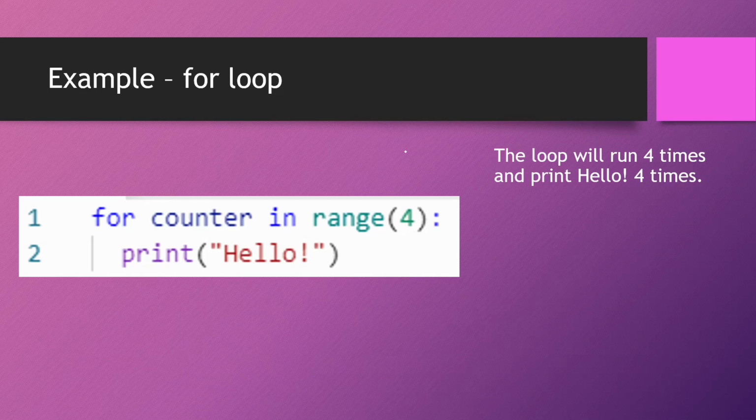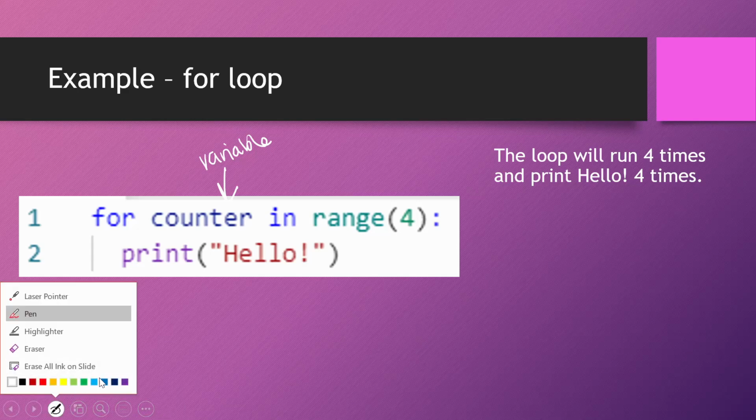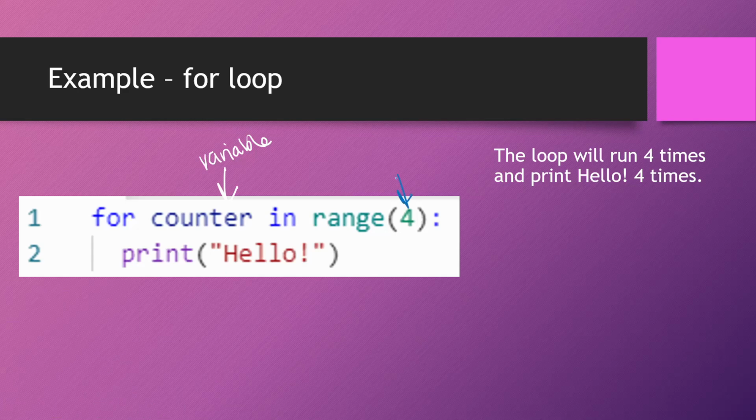So here's my example of my first for loop. I say for counter in range. What's happening here is I have this counter right here. This is my variable. And I am making note that I want this loop to run 4 times. So I'm going to print hello 4 times. Counter is a variable though, so what its values are going to be is going to start.